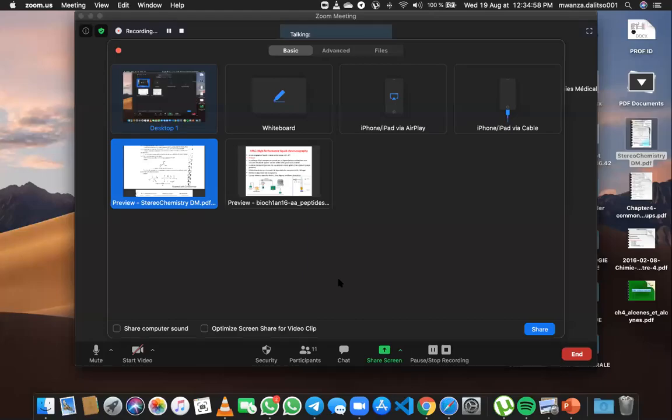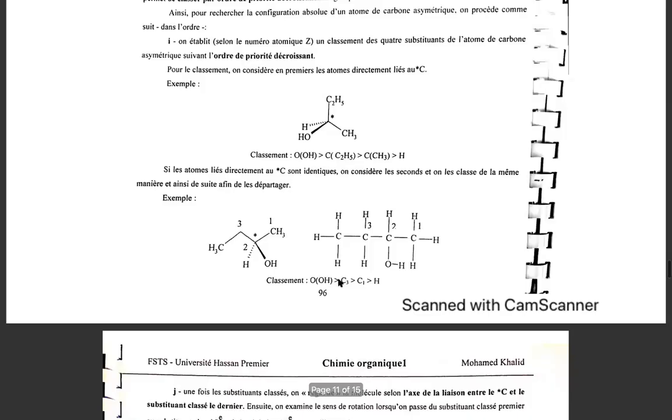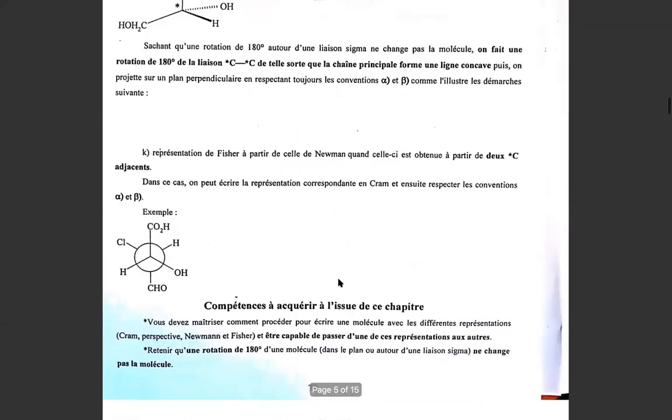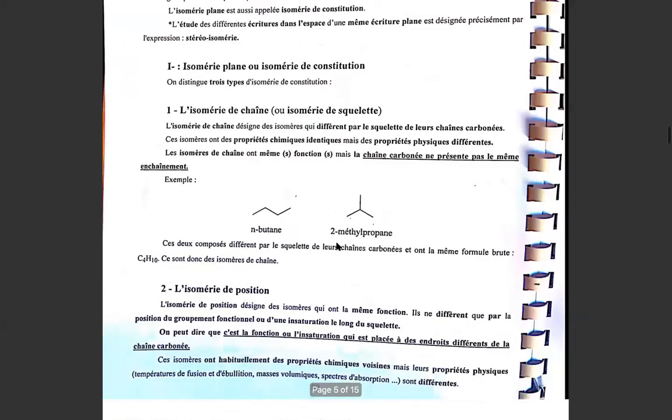So when you are given a compound like this, you say 2-methylpropane. If it's drawn like this, where you don't see a wedge or a wedge with dashes, you name it like this, nom usuel. The nomenclature usuel is going to be 2-methylpropane.